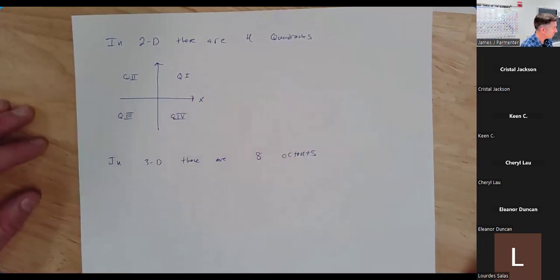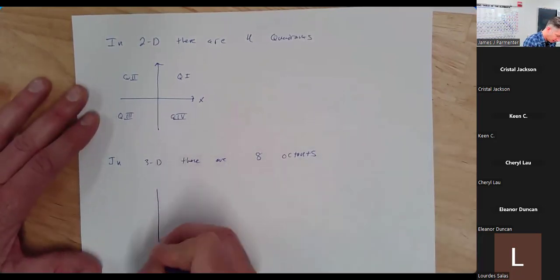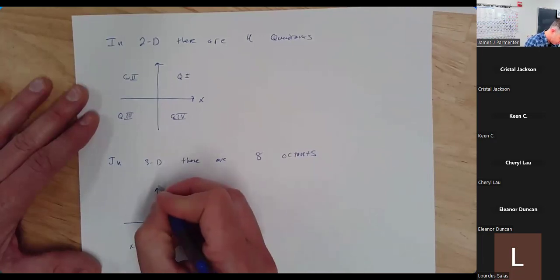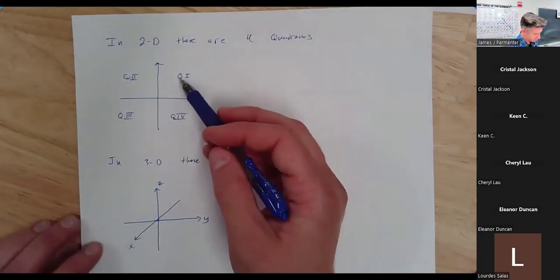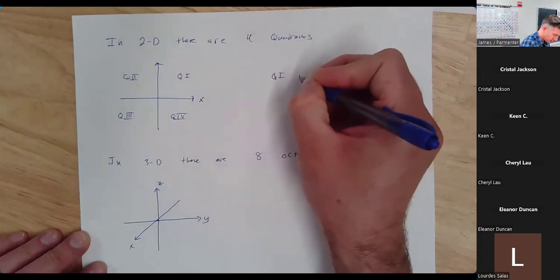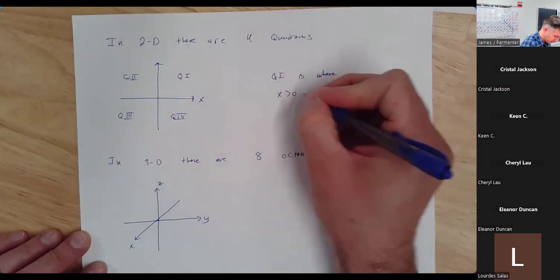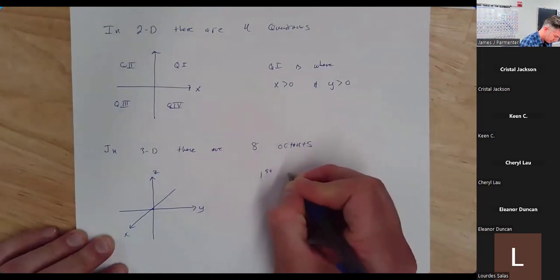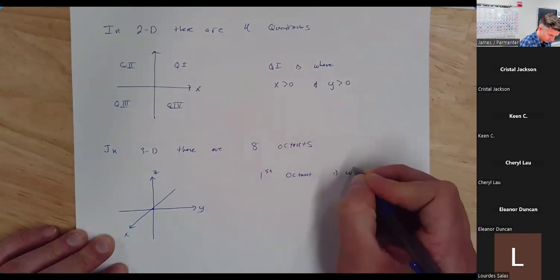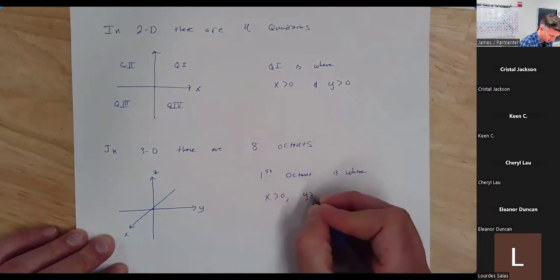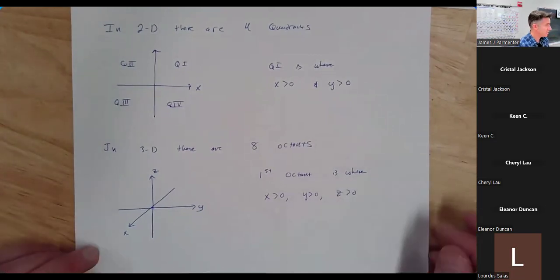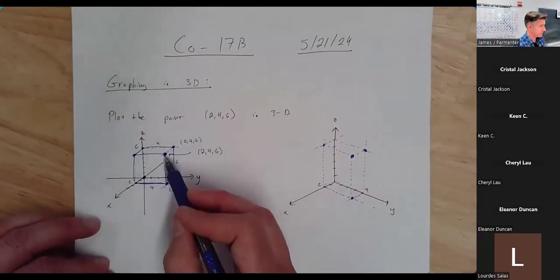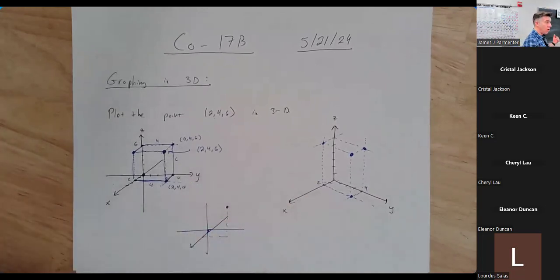which we don't typically label as 1, 2, 3, 4, 5, 6, 7, 8. But we do talk about the first octant. So just like in two dimensions, the first quadrant is where both x is positive and y is positive. In three dimensions, the first octant is where everything is positive. x is positive, y is positive, and z is positive. So just like the point I drew before, if we look back at the point I drew just for a second, this point, 2, 4, 6, is clearly located in the first octant because all of its coordinates are positive.